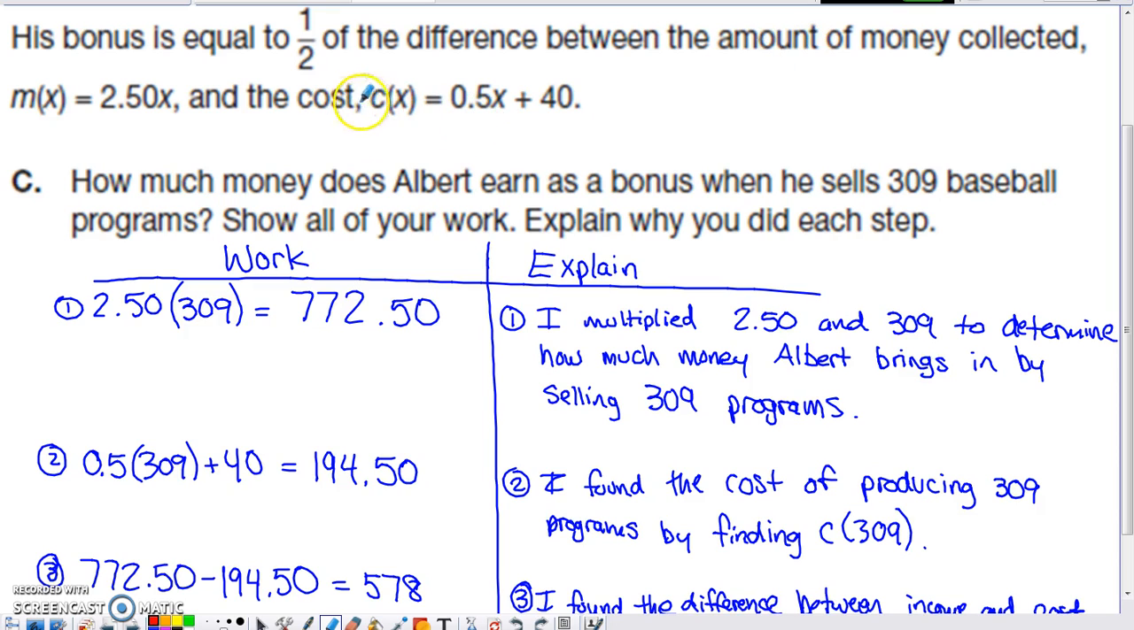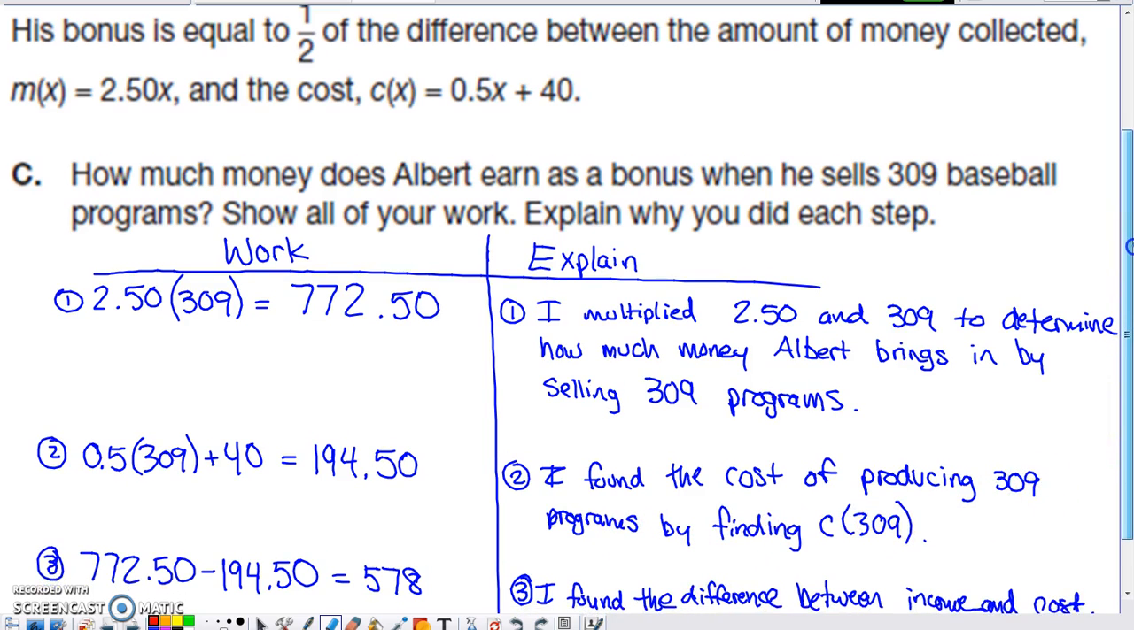The second thing is the cost to print that many programs. So how much does it cost to print 309 programs? So I just copied out my cost function here, 0.5 times the 309 in for x plus the $40. The cost to print those 309 programs is a little bit under $200, $194.50. And I just have my explanation there. I found the cost of producing or printing 309 programs by finding C of 309.